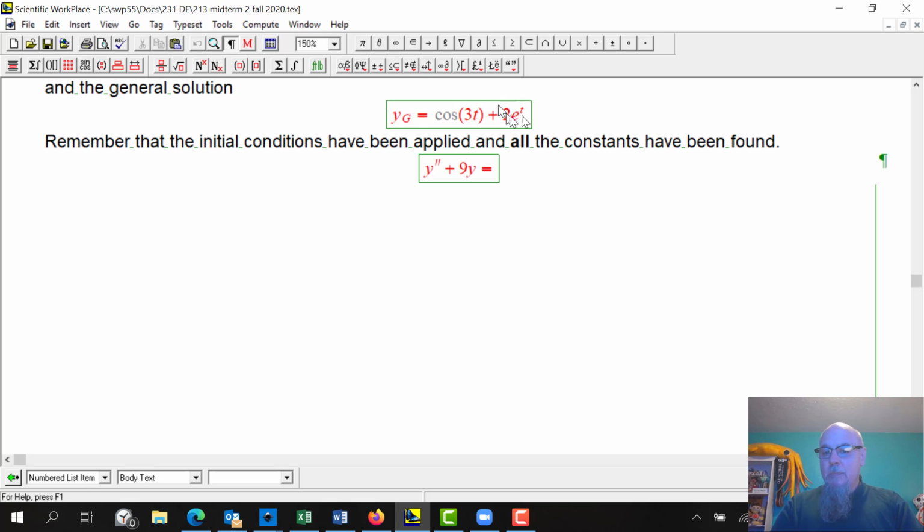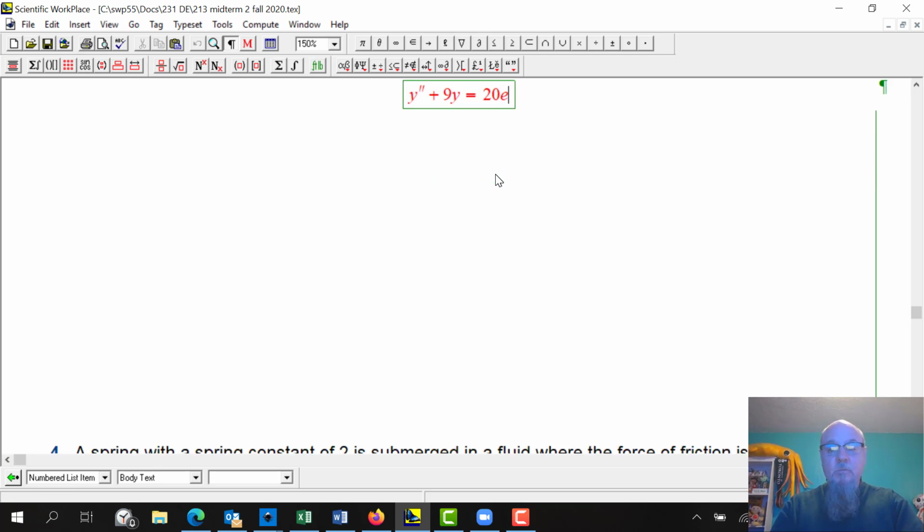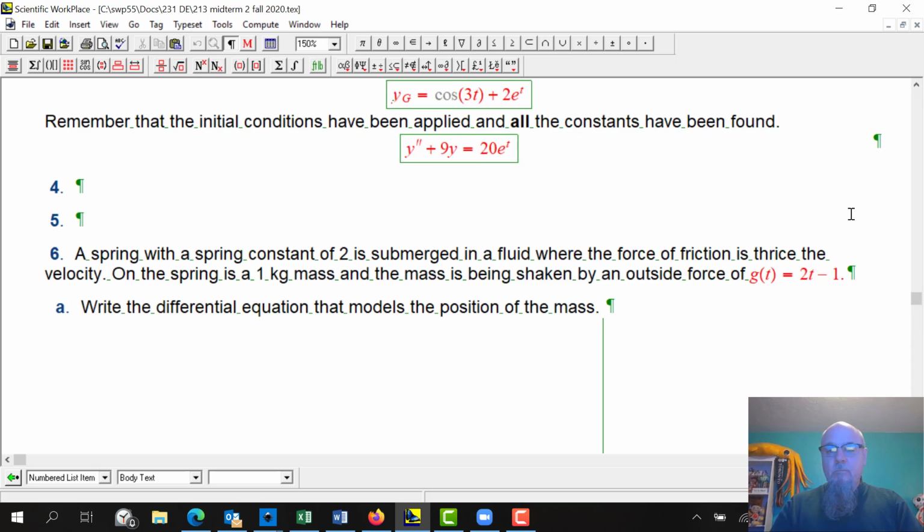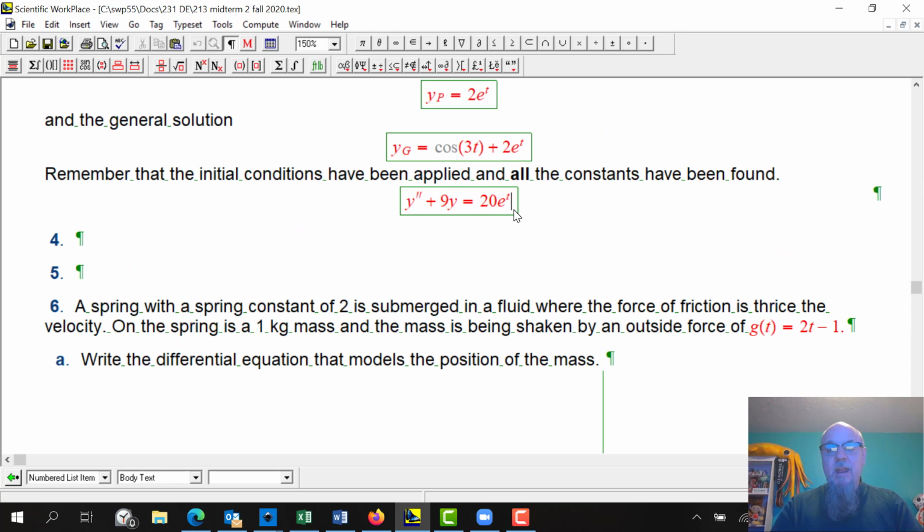What about this target function? Well, they give me the particular solution, 2e to the t. So when I put the particular solution, its only job is to go in this left-hand side and hit the target. So if the particular solution is 2e to the t, then y prime prime is 2e to the t. So I can sub it in. 2e to the t plus 9 times 2e to the t, that's 20e to the t. So there's the differential equation. That answers the question.